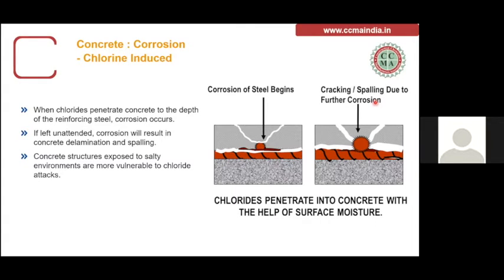Again, this is how the chloride induced corrosion happens: it penetrates inside through a crack, and then there is expansion of the steel, development of a stress, and then the cracks are further enhanced, and there is more chloride ingress, and eventually the spalling and the deterioration of the concrete takes place. That's how chloride induced corrosion takes place.